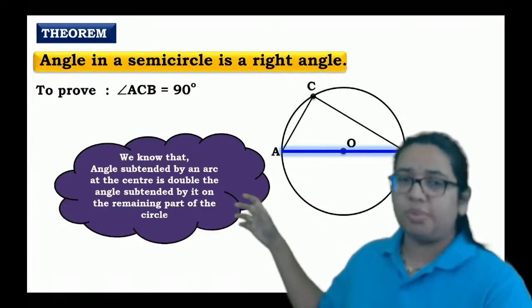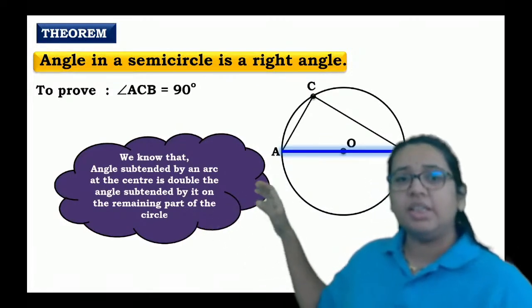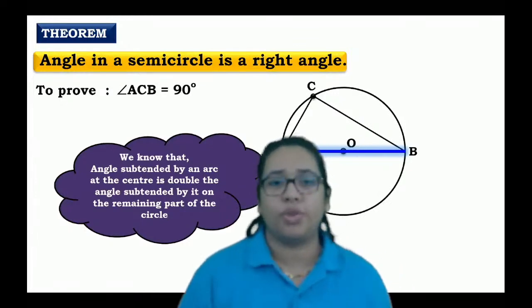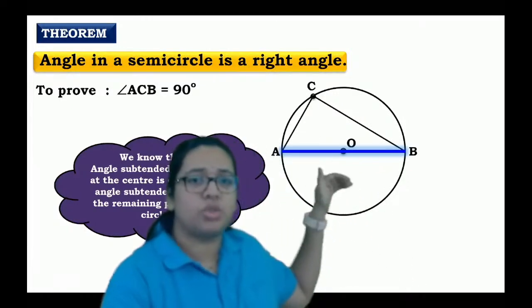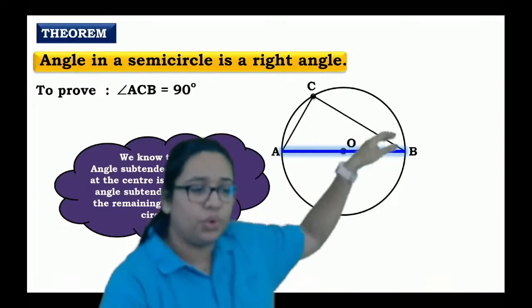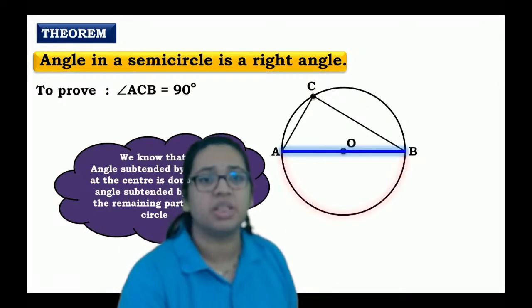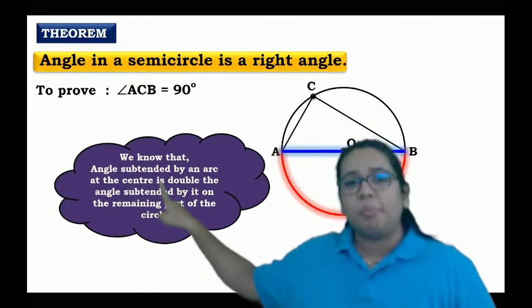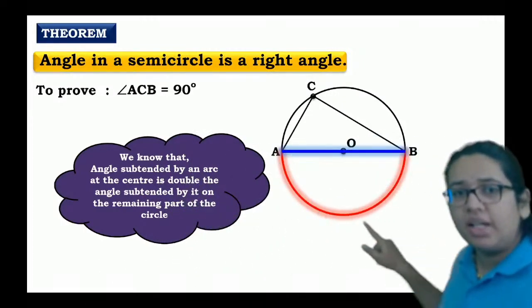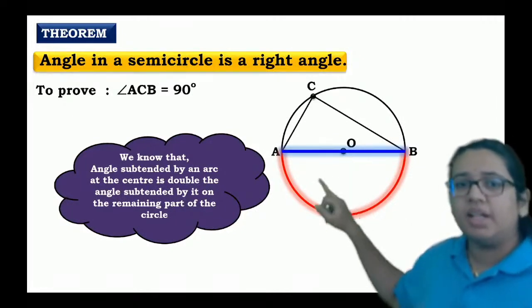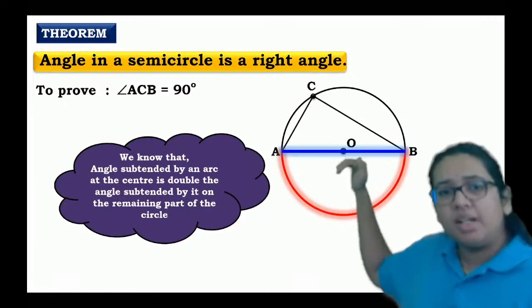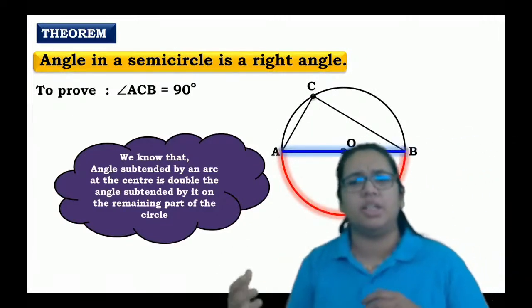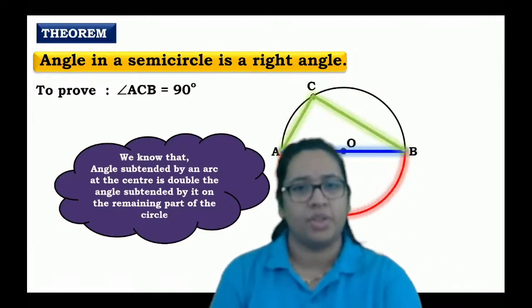So we are talking about this theorem, right? Angle in the semicircle is a right angle. We just have to prove this one. So for that, we have just considered a diameter so that we can divide the whole circle into two semicircles. Suppose we consider this point C, then we know that angle subtended by an arc at the center is double the angle subtended by it on any other remaining point. Correct?